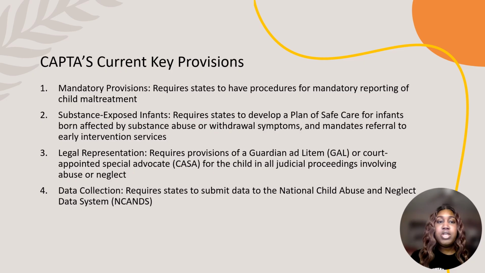CAPTA's current key provisions: 1, it requires states to have procedures for mandatory reporting of child maltreatment. 2, it requires states to develop a plan of safe care for infants born affected by substance abuse or who have withdrawal symptoms, and it mandates referrals to early intervention services. 3, it requires provision of a guardian ad litem or a court-appointed special advocate for the child in all judicial proceedings involving abuse and neglect. And 4, it requires states to submit data to the National Child Abuse and Neglect Data System.